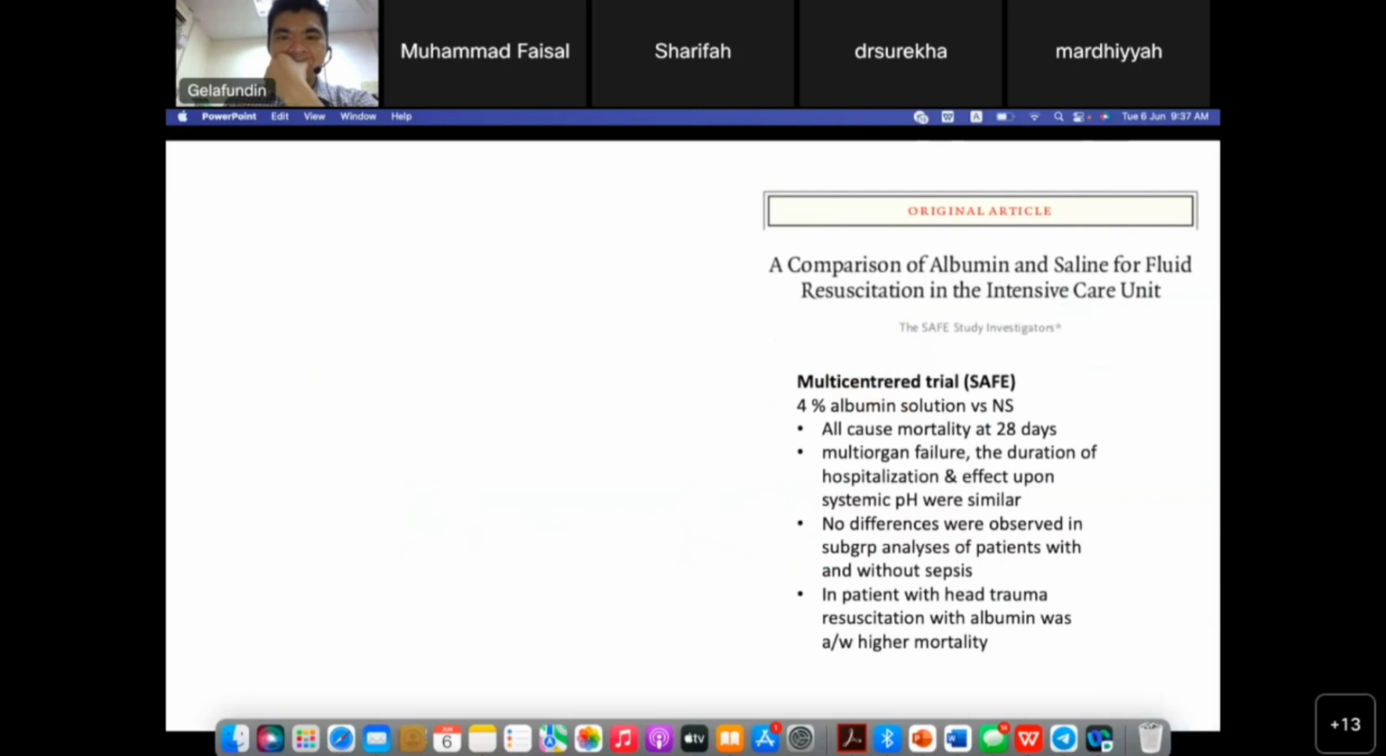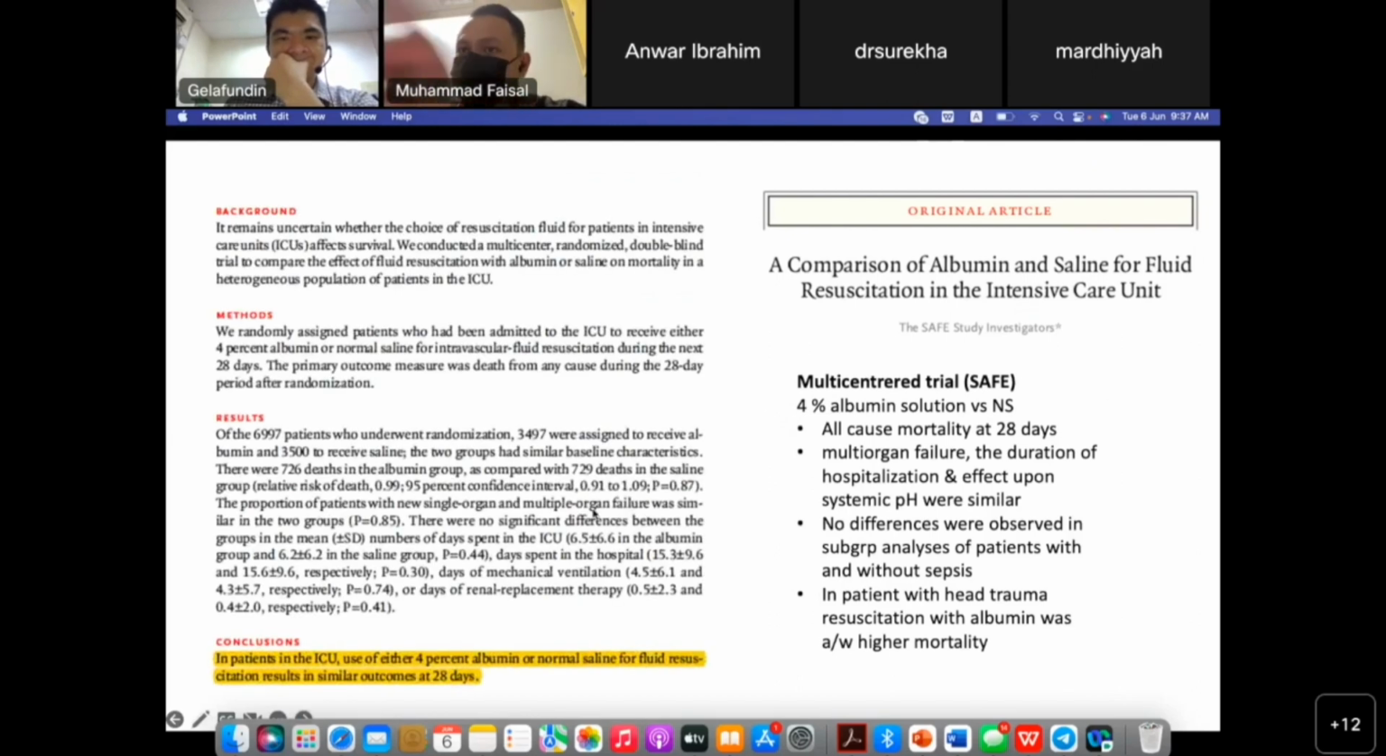So for the SAFE trial, basically this is a comparison of albumin and saline for fluid resuscitation in the ICU. It's a multi-centered trial using 4% albumin solution versus normal saline. The primary outcome measure was death from any cause during the 28-day period after randomization. Essentially, it had a similar result between these two, 4% albumin or normal saline.